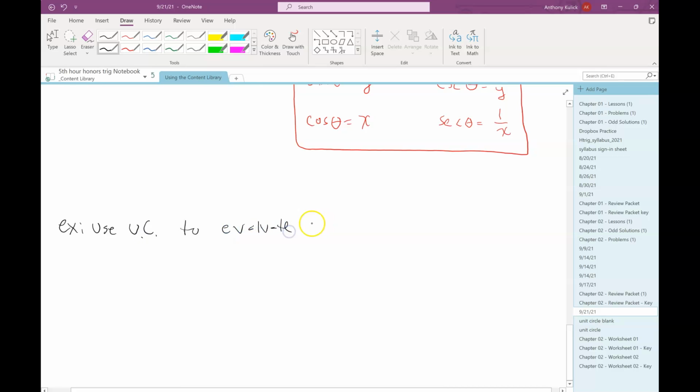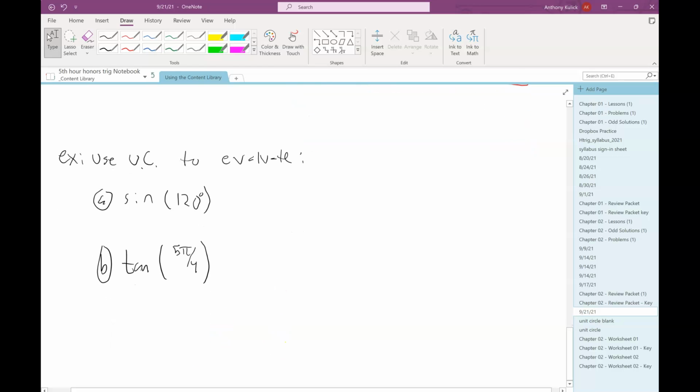So we're going to use the unit circle to evaluate some values here. So we'll do sine of 120. We'll do tangent of 5 pi over 4. And then we'll do cosecant of 390.